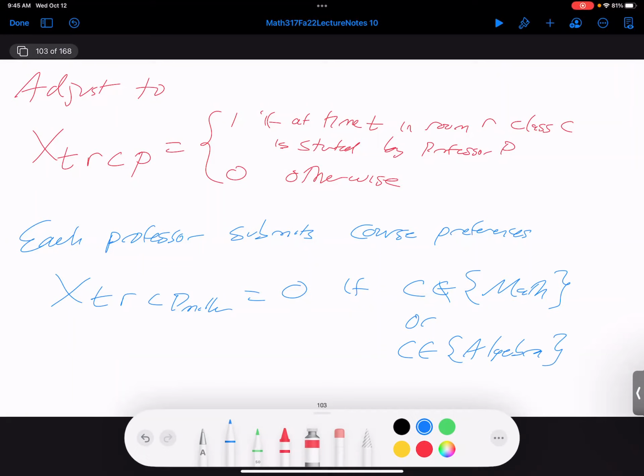And so you might be in the situation where a lot of your variables, you already know their values. I know we're not going to have Miller teaching algebra. I know he's not going to be teaching English or economics. And so we can set a lot of those equal to 0 immediately.